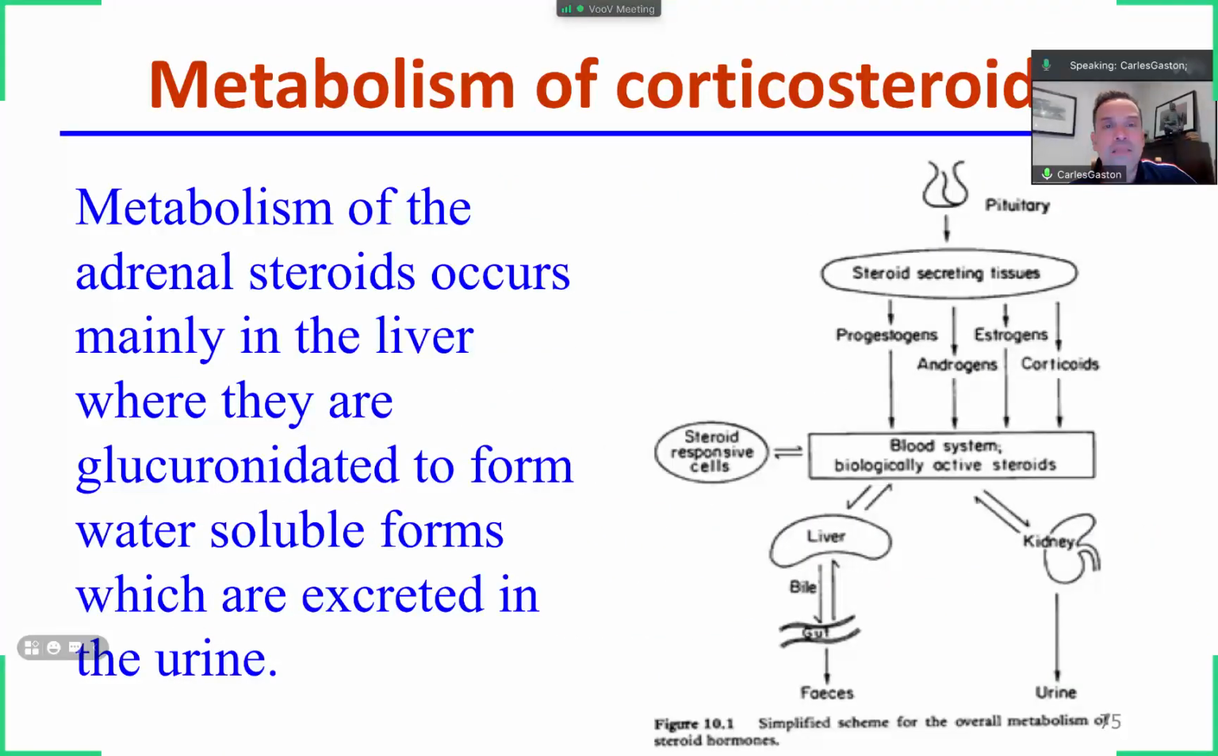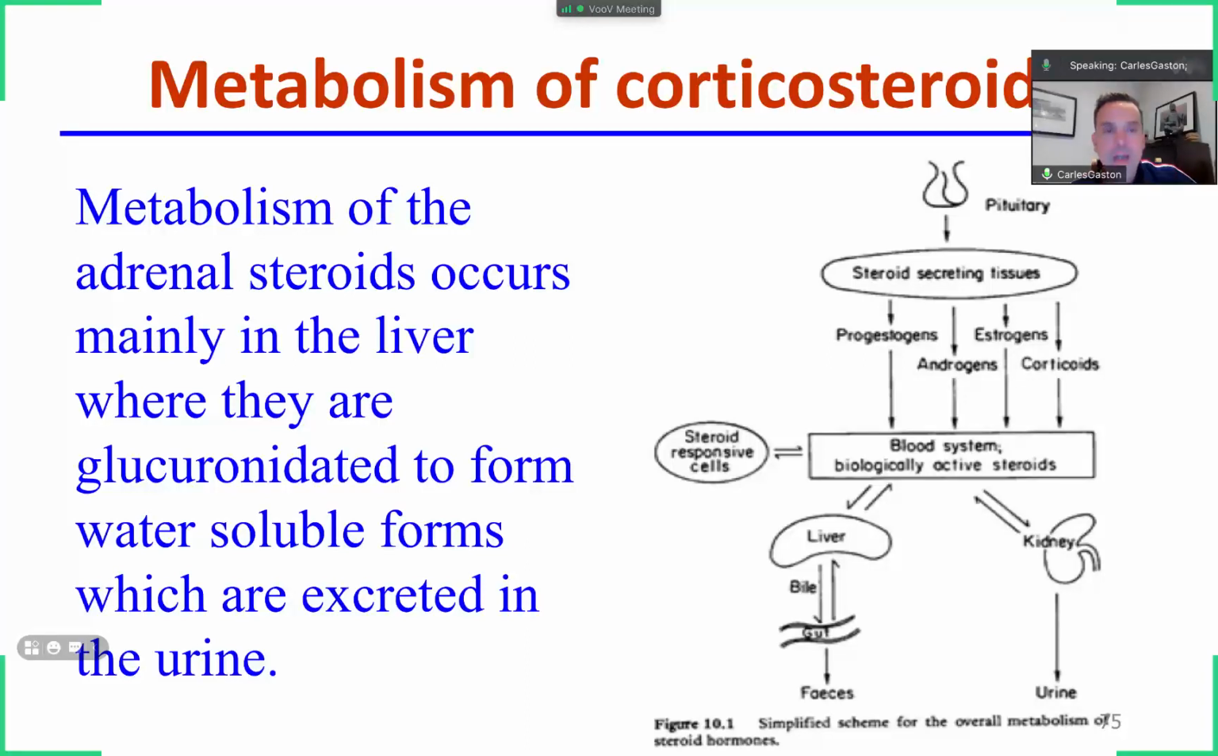Now, what is the metabolism of the corticosteroids? This is a very small summary. The metabolism of the adrenal steroids occurs mainly in the liver. In the liver, they are glucuronidated to form water-soluble forms which are excreted into the urine.